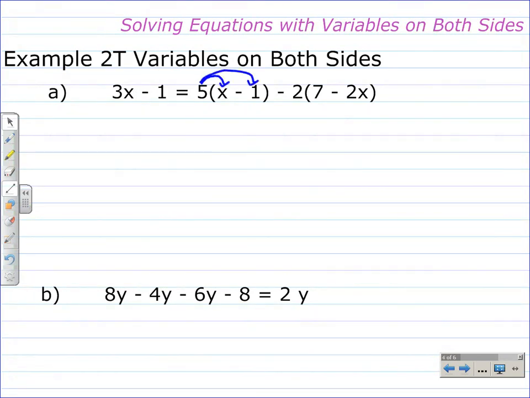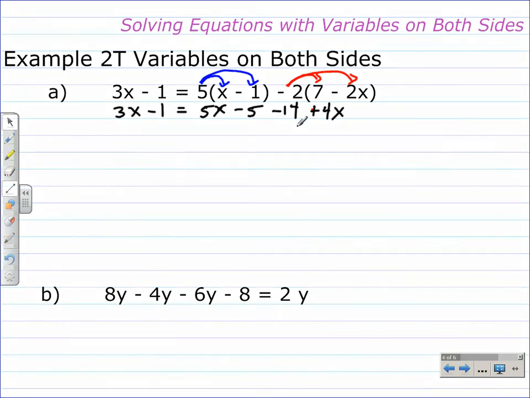So in this case, we'll multiply 5 times x, which will give us 5x, and 5 times minus 1, which gives us minus 5. When we distribute over here, we have to distribute the negative sign with the 2. Minus 2 times 7 gives us minus 14. And then minus 2 times minus 2x gives a positive 4x. I haven't done anything with the left side yet, so I just bring it down.